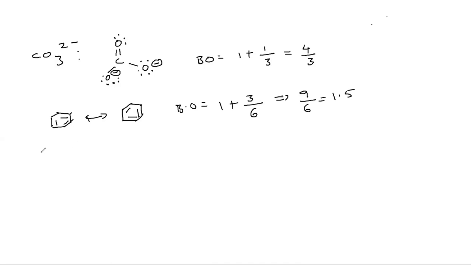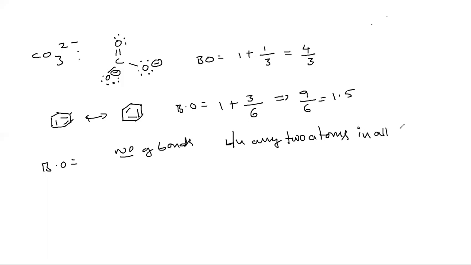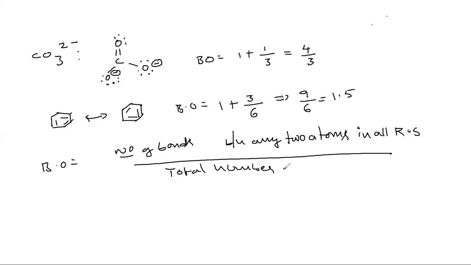Similarly, to calculate bond order, we can use one more formula. The bond order is equal to the number of bonds between any two atoms in all resonating structures divided by the total number of resonating structures. So here I am taking the carbonate ion again as an example.